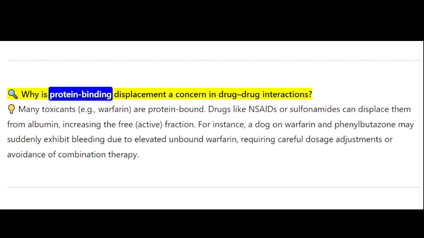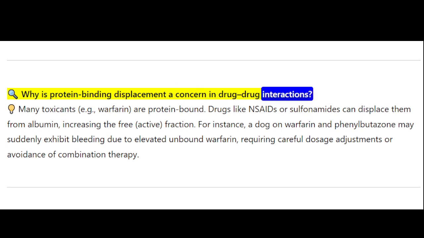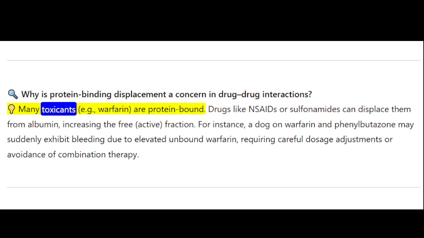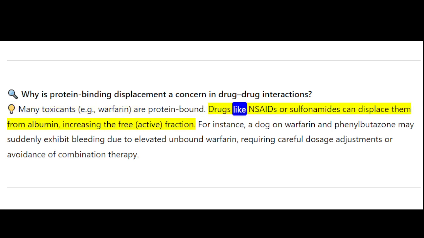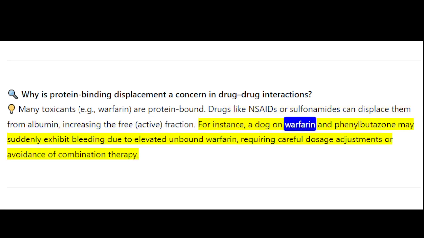Why is protein binding displacement a concern in drug-drug interactions? Many toxicants, for example, warfarin, are protein-bound. Drugs like NSAIDs or sulfonamides can displace them from albumin, increasing the free, active fraction. For instance, a dog on warfarin and phenylbutazone may suddenly exhibit bleeding due to elevated unbound warfarin, requiring careful dosage adjustments or avoidance of combination therapy.